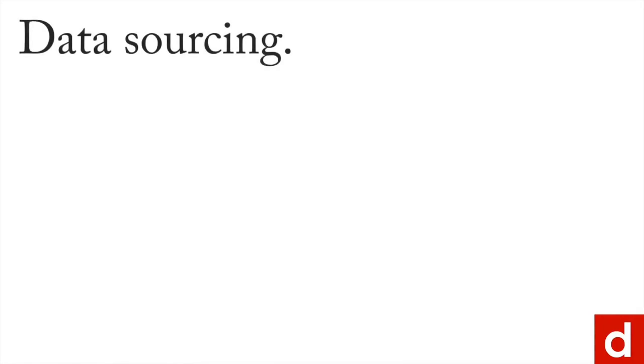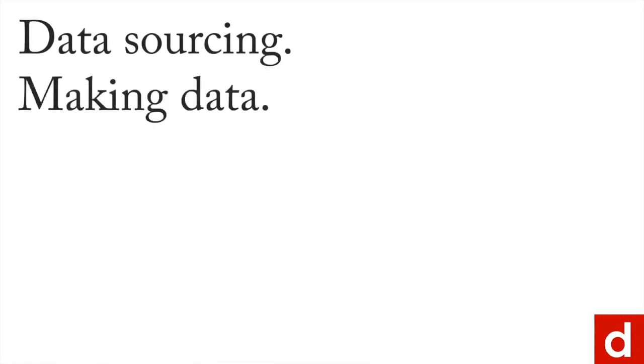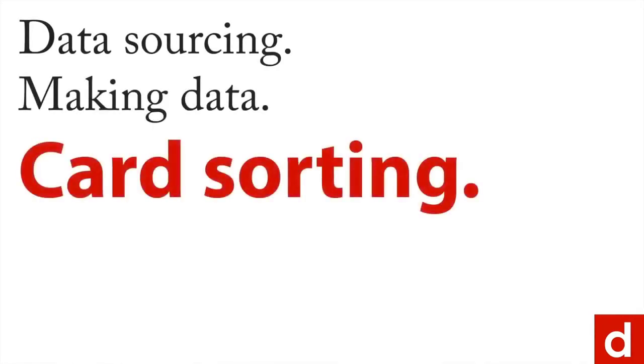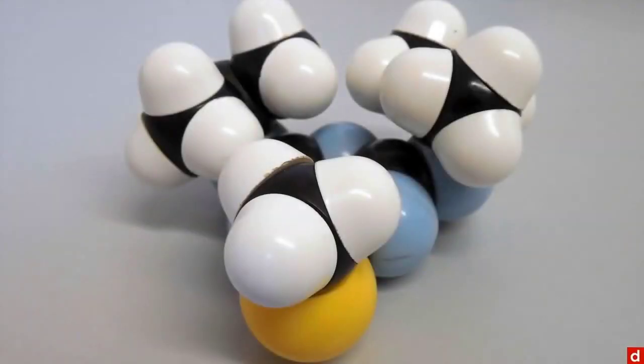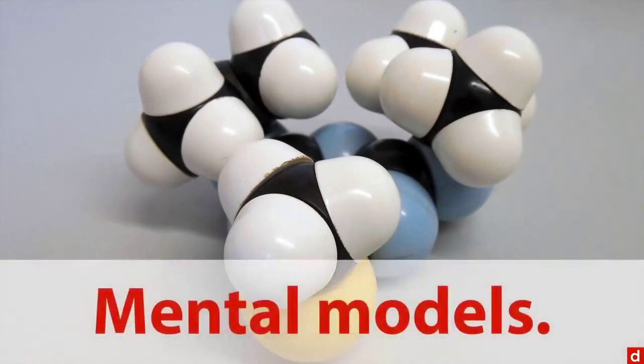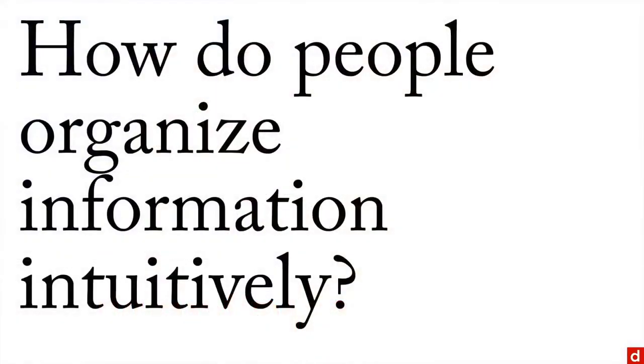An interesting topic in data sourcing, when you're making data, is card sorting. Now, this isn't something that comes up very often in academic research, but in web research, this can be a really important method. Think of it as building a model of a molecule here. You're trying to build a mental model, or a model of people's mental structures. Put more specifically, how do people organize information intuitively? And also, how does that relate to the things that you're doing online?